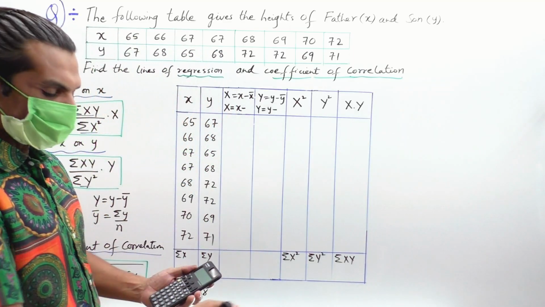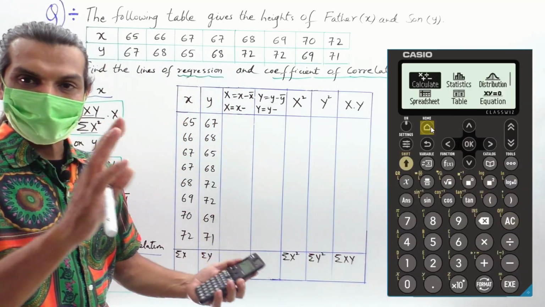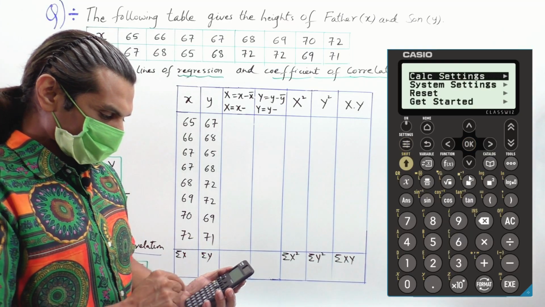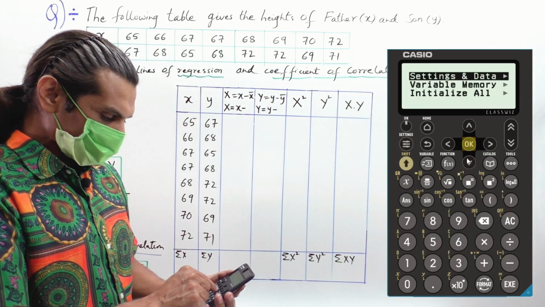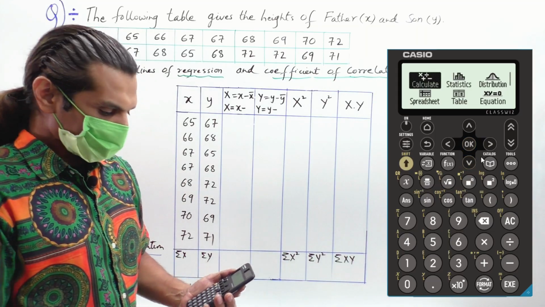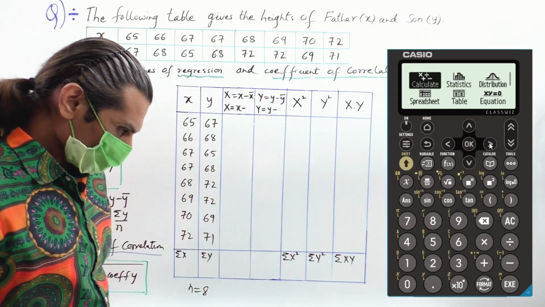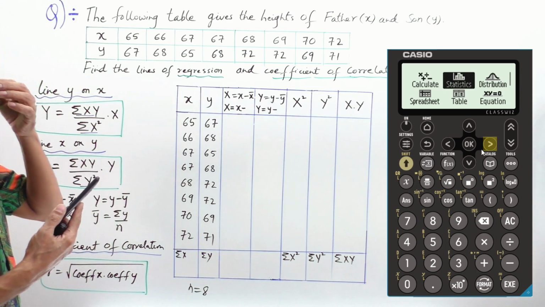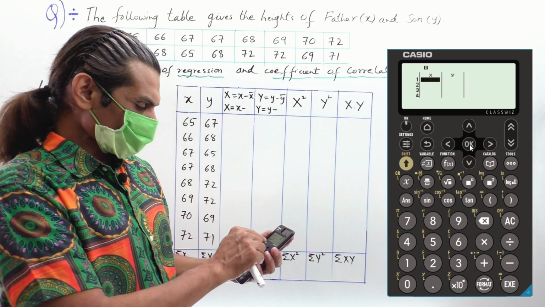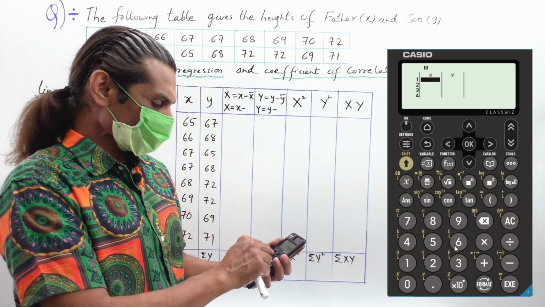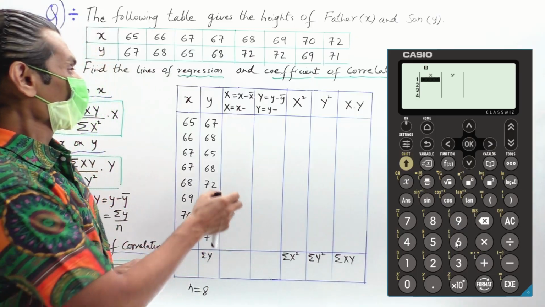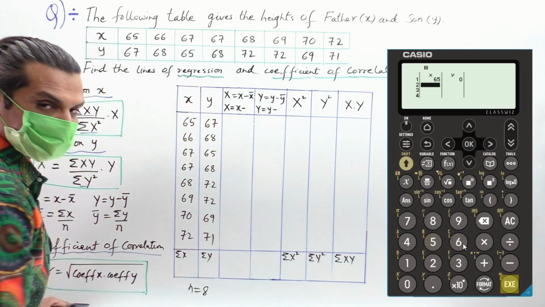Fine. As always, we reset the calculator. First go to home, then go to calculate. Then go to settings, and then go to reset and initialize all. Yes, we are done with the reset. Now, as we are solving statistics problems, we need to go to statistics mode, that is calculate. After calculate, we have statistics. We have two variables, x and y. Let us enter all the small x and small y first.